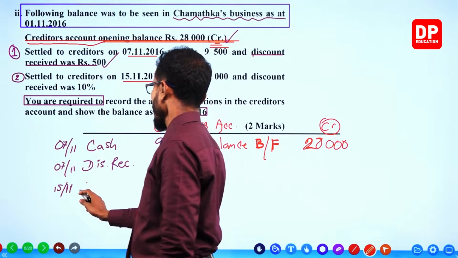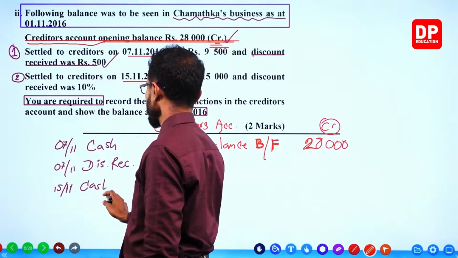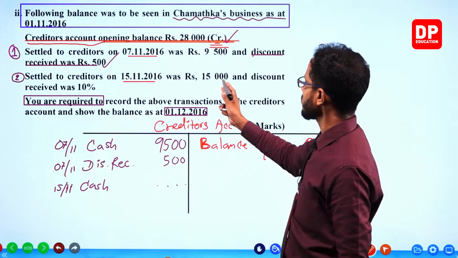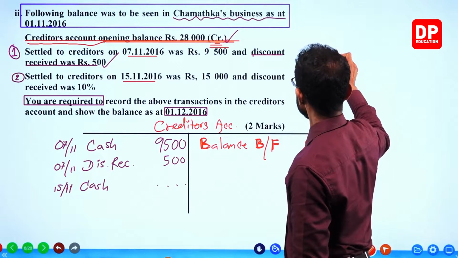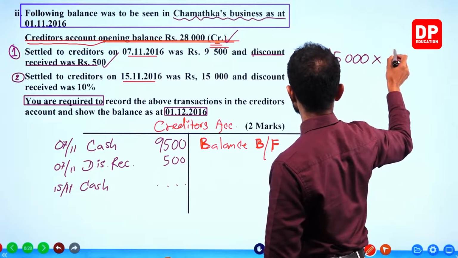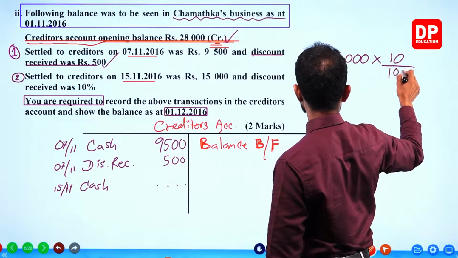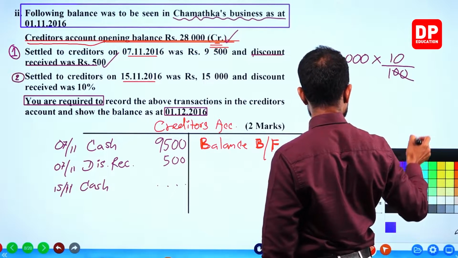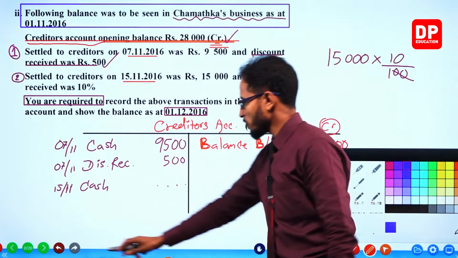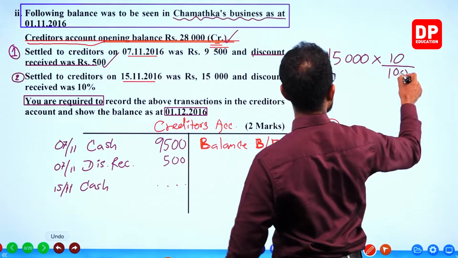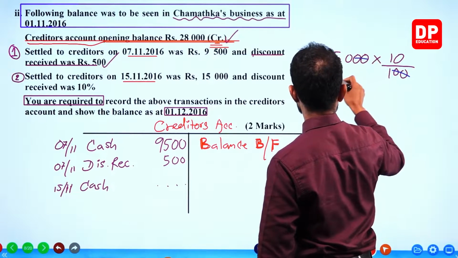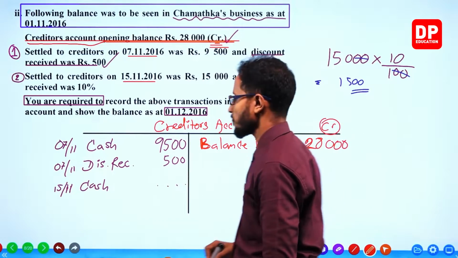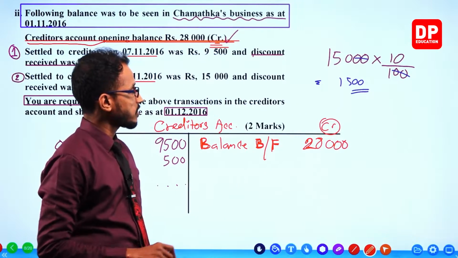So cash paid 15,000, but a discount was there. A discount was deducted from this amount, 10%. From 15,000, 10% means how much? 1,500. This is the discount. Got it? That discount should be recorded.